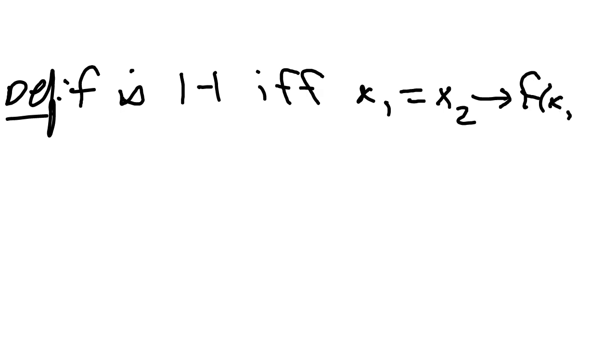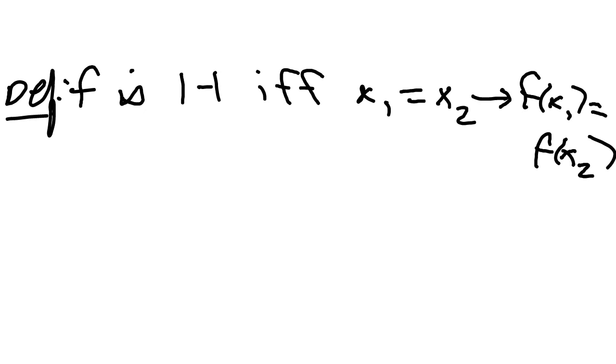Anyway, here's the book definition. F is 1-to-1 if and only if x1 equals x2, so you have two different x's would imply that the outputs have to be the same as well. Okay, so that's one way. This is equivalent to the definition on page 425.